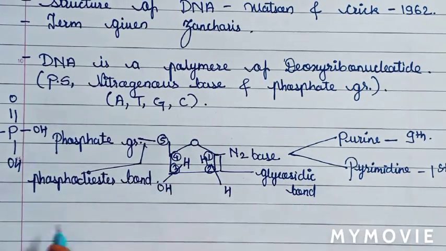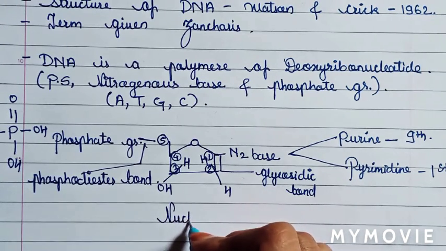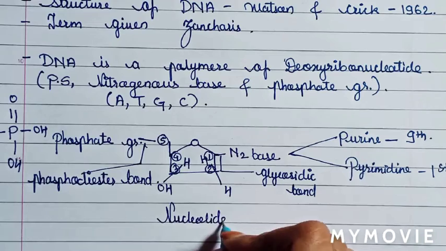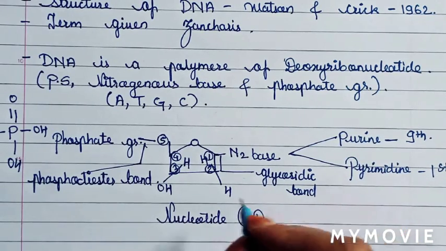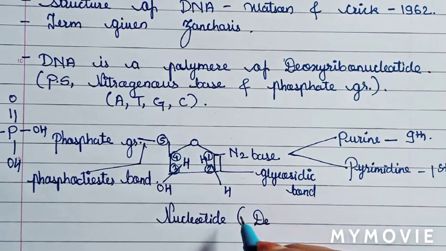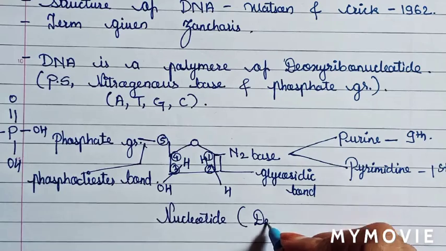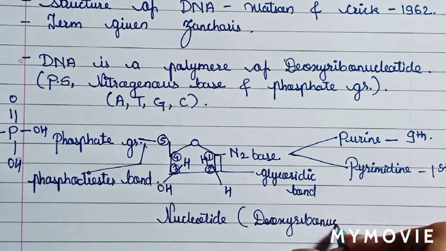So this is the structure of a nucleotide. Here you can see it is the structure of a nucleotide, or you can say a deoxyribonucleotide. If we are talking about deoxyribose sugar, then it is a deoxyribonucleotide.